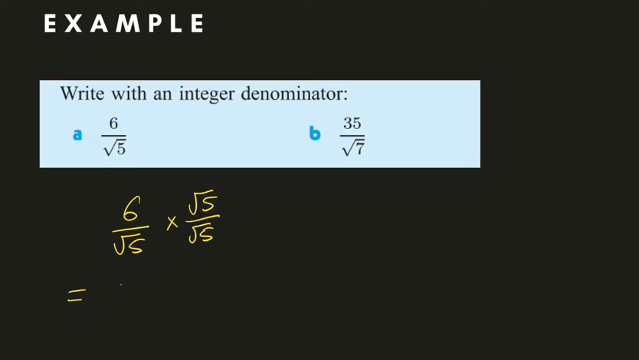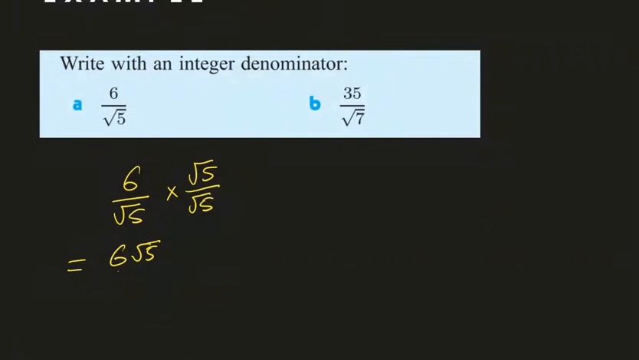Now, on the top of that fraction, you'll have 6 root 5, of course. And on the denominator, well, root 5 times root 5 is just 5. So we've written it now with an integer denominator. Look, 6 root 5 over 5. This is also known as rationalizing the denominator.